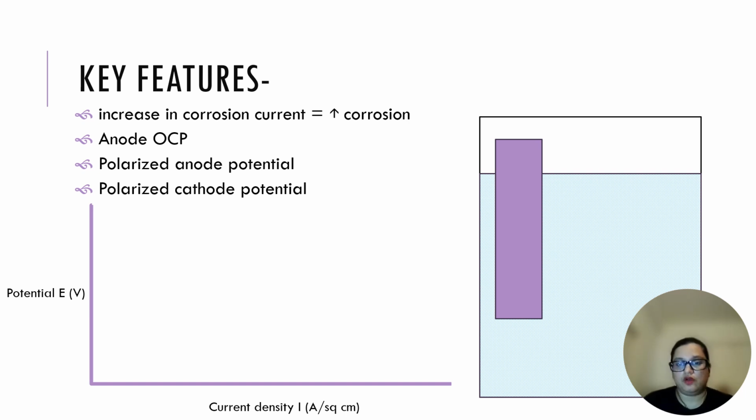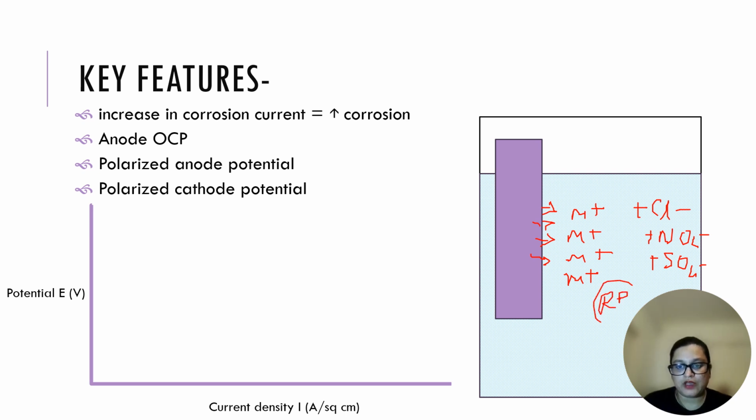When you have a pipeline exposed to the medium, it will start the anodic areas on the pipeline. I have to be very specific here. The anodic areas on that material will start to corrode, which means they will give off the M plus ions. These M plus ions will not remain floating around the pipeline. They will react with the Cl minus, NO4 minus or SO4 minus ions and form the reaction products. The reaction products will move away from the pipeline into the solution.